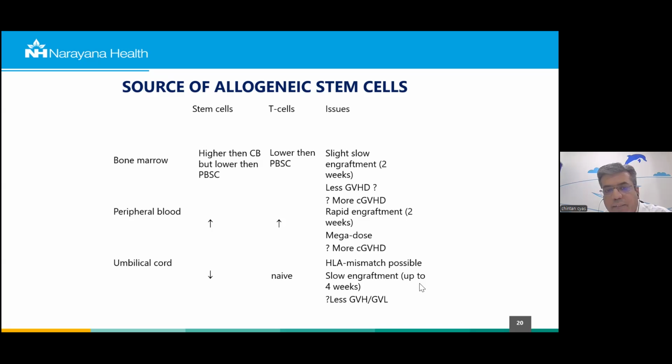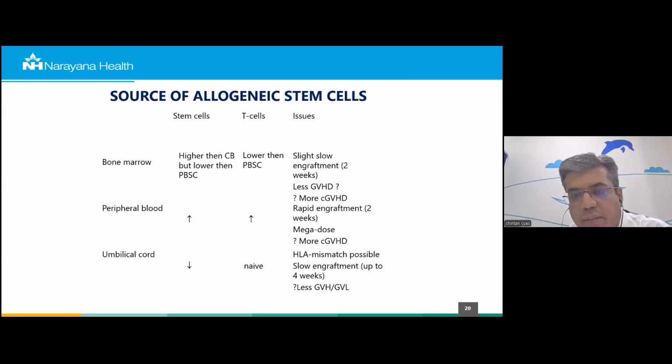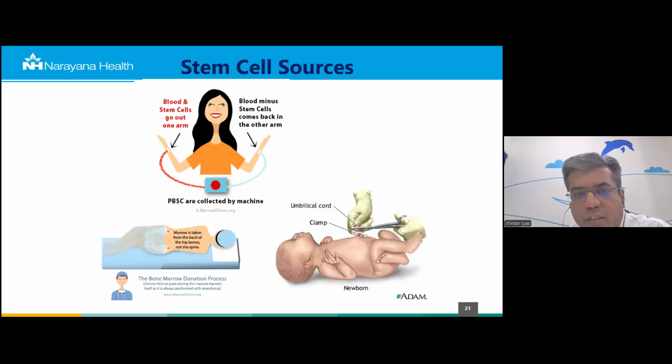And then the last is umbilical cord blood, which is preserved from birth, and we can use it as a source. So this is a cartoon showing the three sources of stem cells. One is blood, the second is bone marrow, and the third one is cord.